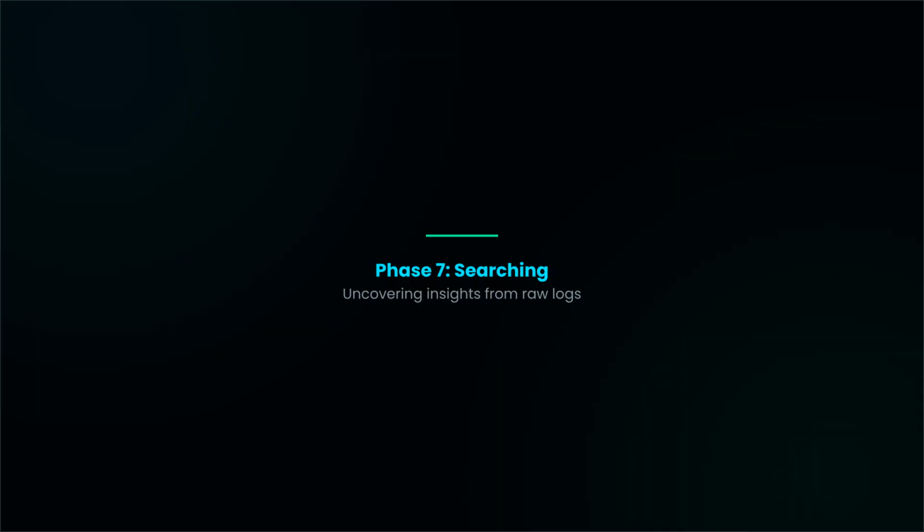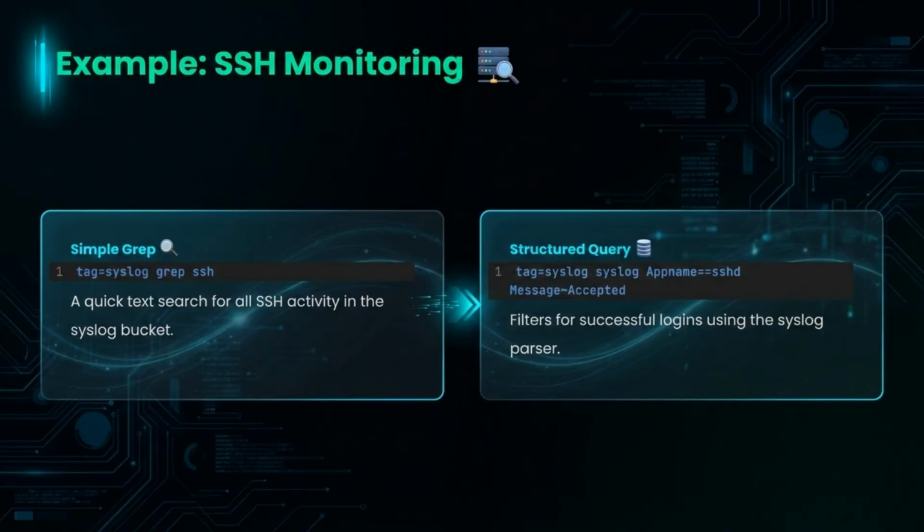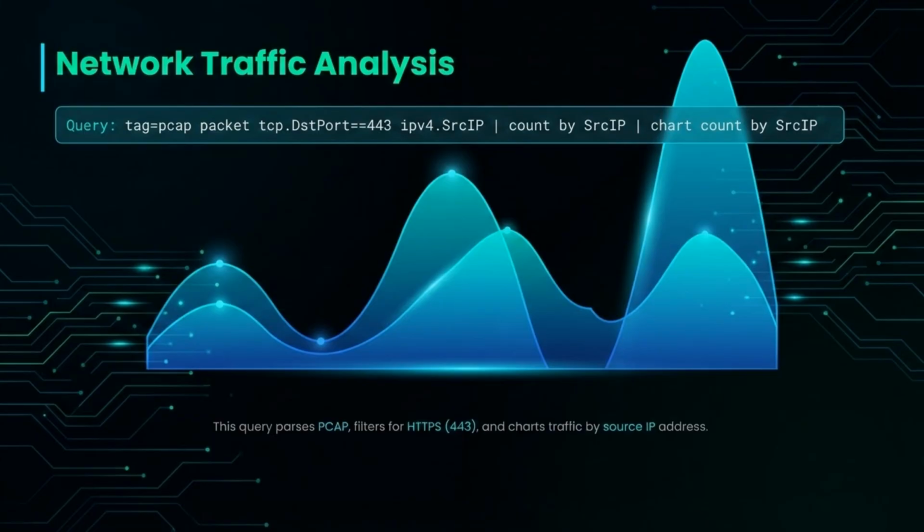Phase 7 is searching, the process of uncovering insights and intelligence from your raw logs using the Gravwell query language. The search interface allows you to quickly filter, parse, and analyze massive datasets with powerful tools. Learn to use search pipelines to transform raw data into actionable intelligence.